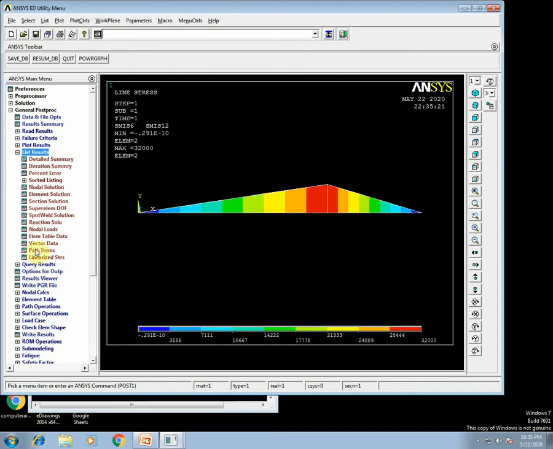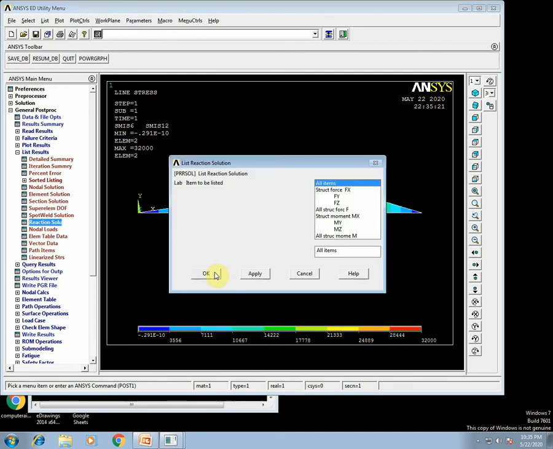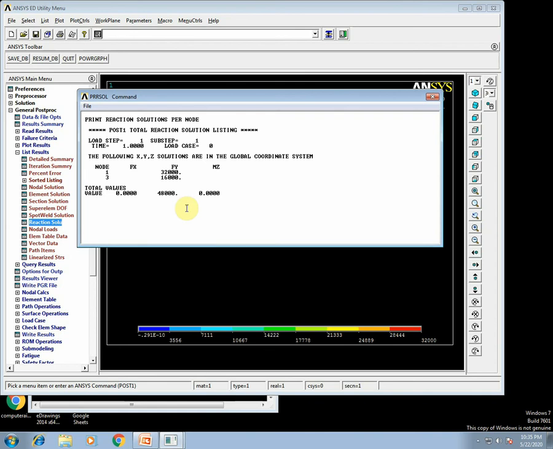Then list results, go for the reaction solution. All items, click. The Fx and Fz direction reaction forces are 0. The Fy direction reaction forces are like this. You just compare with your analytical method.